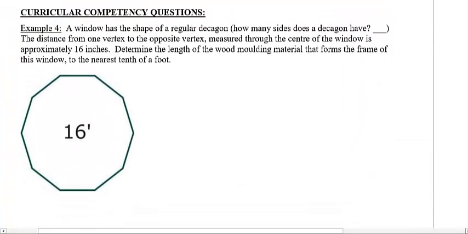Next one. Oh, some curricular competency questions. Anyway, here we go. This is an interesting window. It has a shape of a decagon. That's 10 sides, if you forgot. Deca is 10. It says the distance from one vertex to the opposite vertex, that's like this, measured through the center is approximately 16 inches. And I want you to determine the length of wood molding material that forms the frame of this window to the nearest tenth of a foot. Oh, remember inches and foot. So remember, 1 foot is equivalent to 12 inches. So we're going to have to do some conversion at the end.